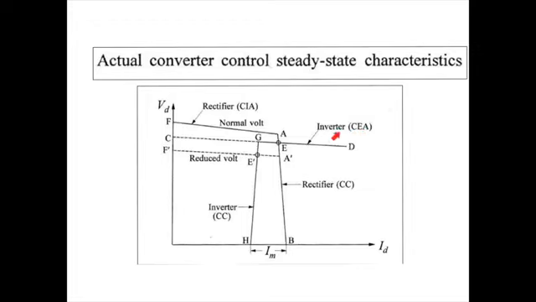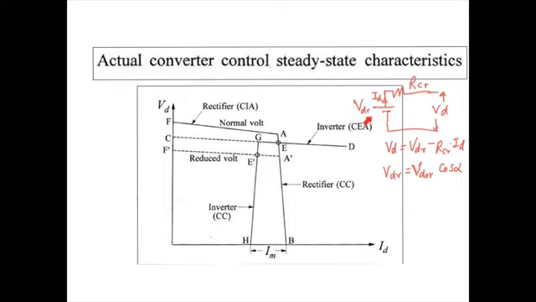So this characteristic, which is CEA, is represented here by this line CGD, whereas line AB represents the characteristic of rectifier. Both these characteristics, that is the CC characteristic of rectifier and the CEA characteristic of inverter, intersect at point E, and that is the operating point.